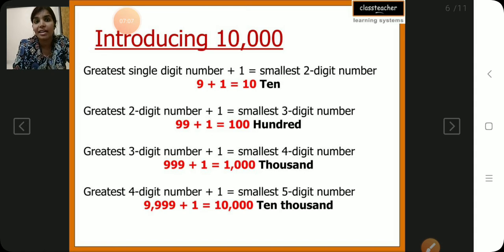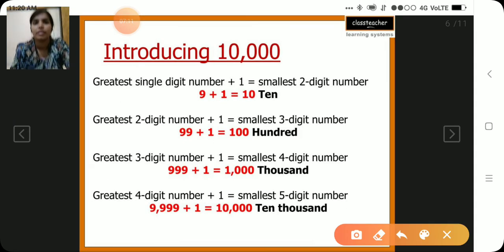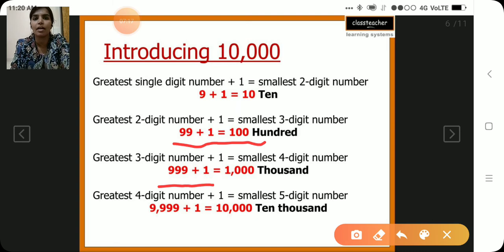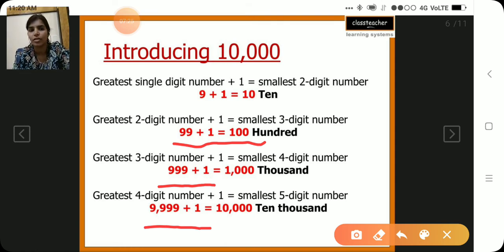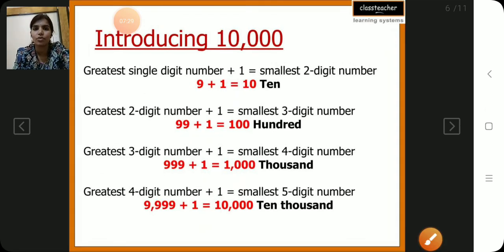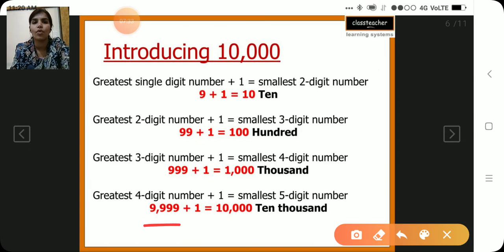Understand? Then the greatest 2-digit number is 99. Then 99 plus 1, 100. Then the greatest 3-digit number 999 plus 1, 1000. Then the greatest 4-digit number 9999 plus 1, 10,000. So how do we make 10,000? 10,000 is equal to the greatest 4-digit number plus 1. Understand?